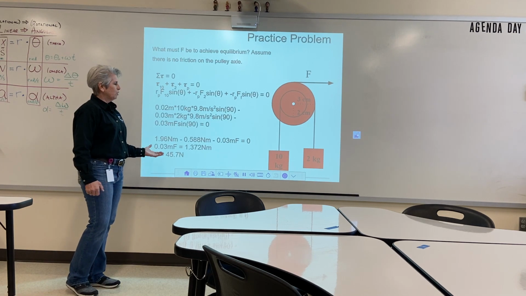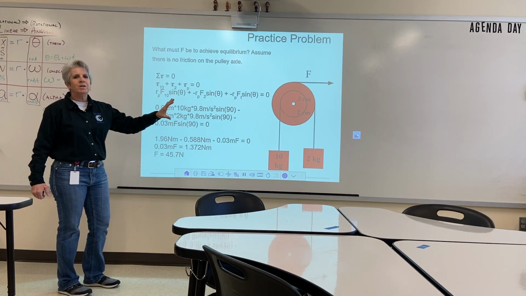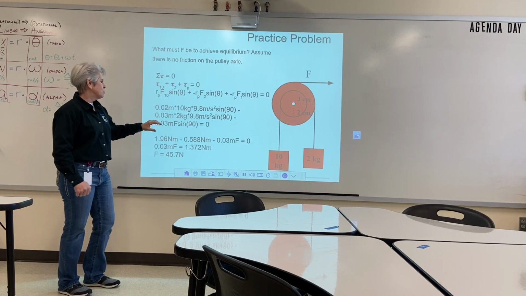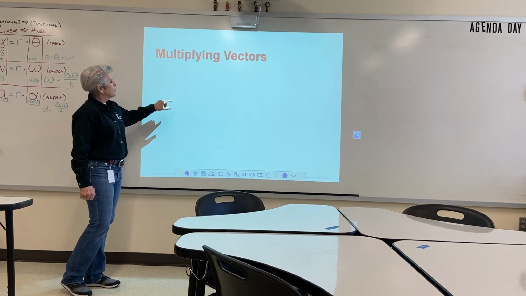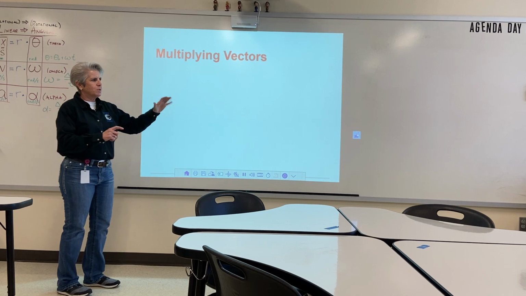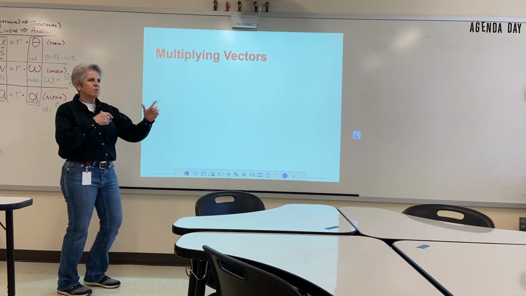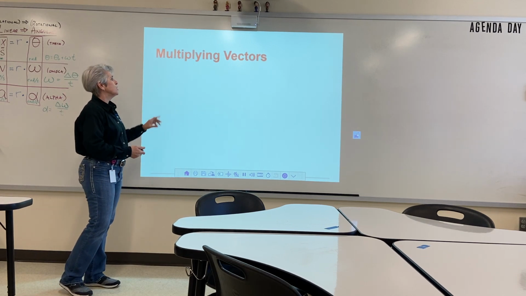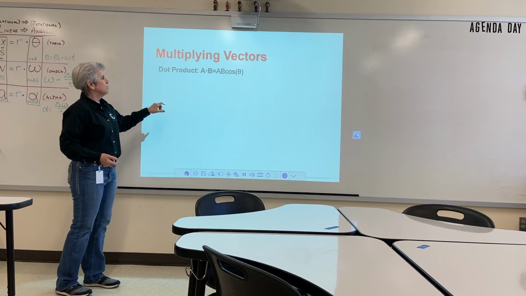So this is the force that we would need to apply to keep a system in equilibrium, so nothing would rotate. So let's talk about multiplying vectors, because we talked about radius and force and how we're supposed to be able to use a right-hand rule with those. There's two different ways that you could multiply stuff.